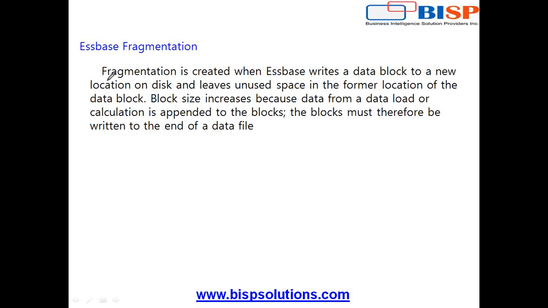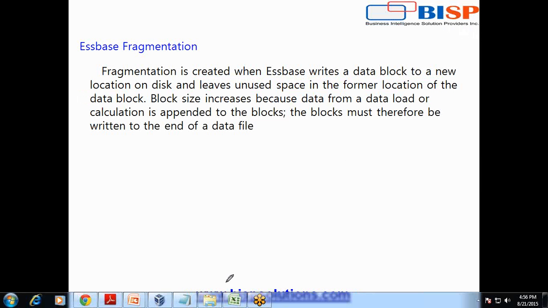Okay, fragmentation is a fundamental concept of operating systems. What happens as per the definition? Fragmentation is created when Essbase writes a data block to a location on a disk and leaves unused the space in the former location of the data block. Right? Let's try to visualize this.